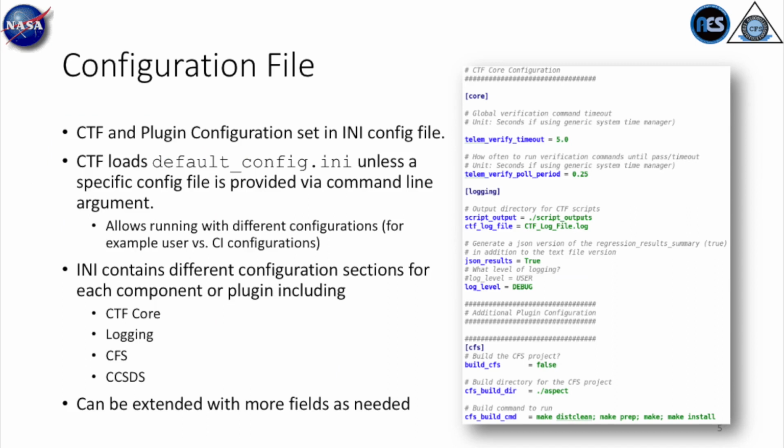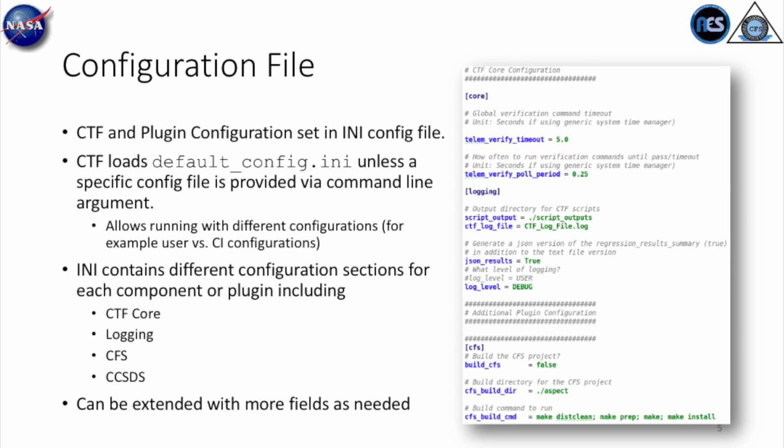The CTF framework utilizes configuration files written in the INI format. CTF will load the default config file unless a specific one is provided via command line argument. Providing the configuration file via command line argument is useful for when users want to run in a different environment or with a different configuration, such as in a CI environment or in a hardware-based configuration where the flight software is deployed to hardware.